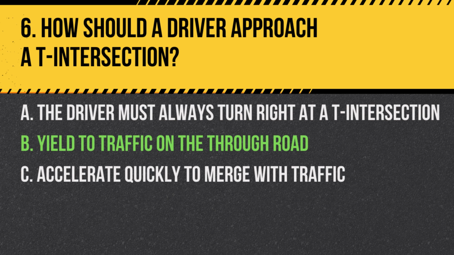Answer. B. Yield to traffic on the through road. At a T intersection, drivers must yield to vehicles on the through road before turning either left or right.